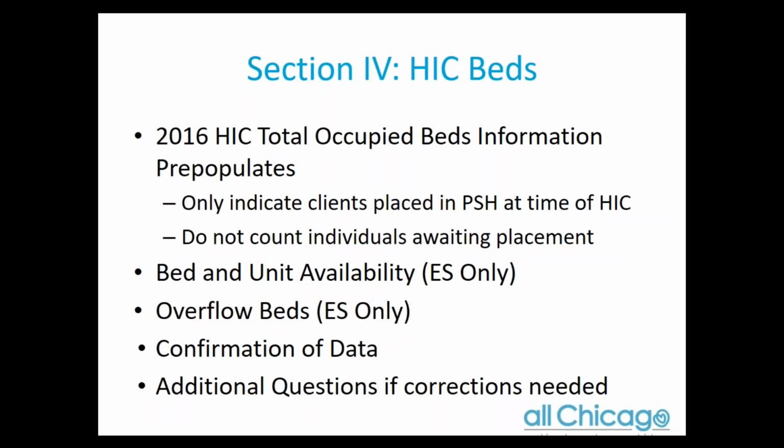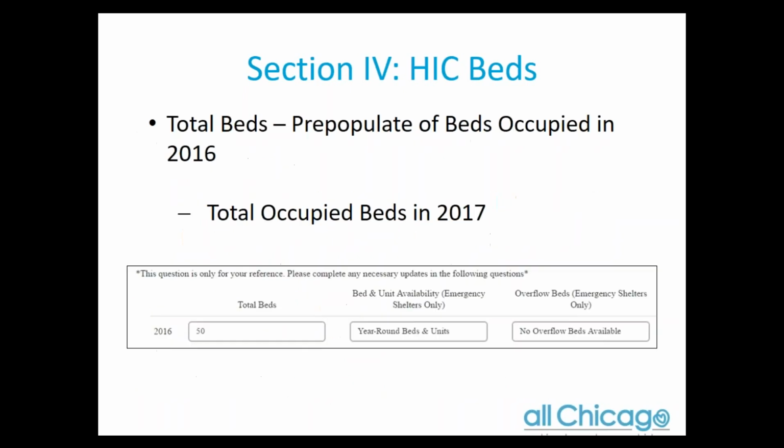Just make sure that you note this difference in completing the HIC compared to any other program. For your type of program, you would have to indicate just the number of occupied beds, and that would be your universe number moving forward for the purpose of the HIC. So again, this is a screenshot of what it'll show. It'll show your total number of beds. This is going to be your total number of occupied beds in 2017 for the night of the count on January 26th.